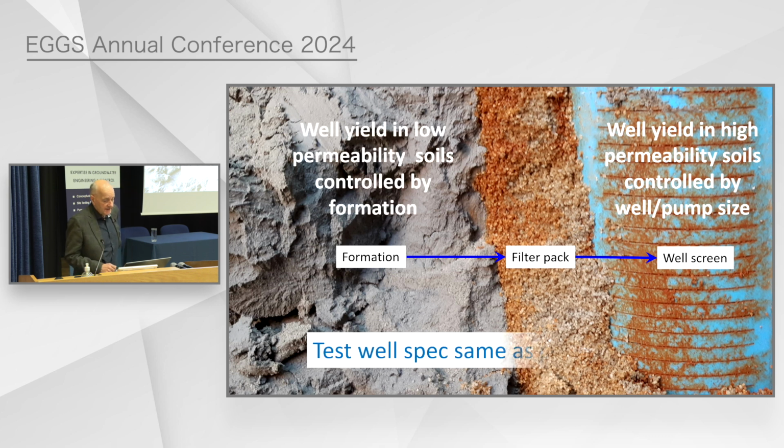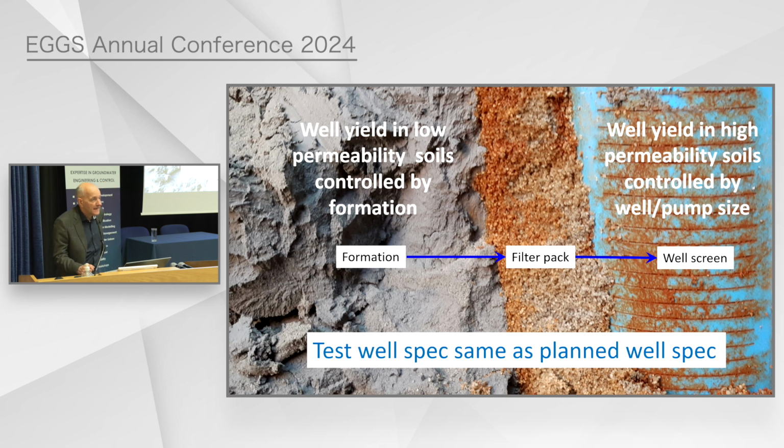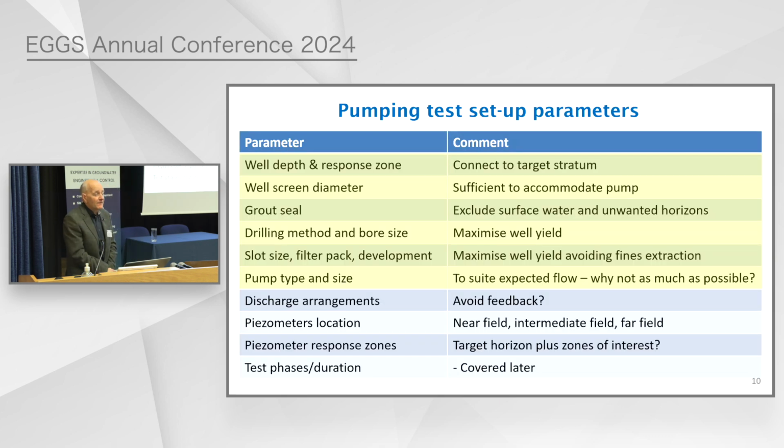But in low permeability soils, the well yield is very much controlled by the formation. And what it means when we're looking at the pump test is that the test well spec is a good idea if that is the same as the planned well specification. And that turns out to be a really great conclusion, because if we're trying to design a pumping test, there's a load of things that we have to choose, and if we decide that we're just going to use the same kind of well that we're going to use for our subsequent dewatering system, it knocks off most of them.